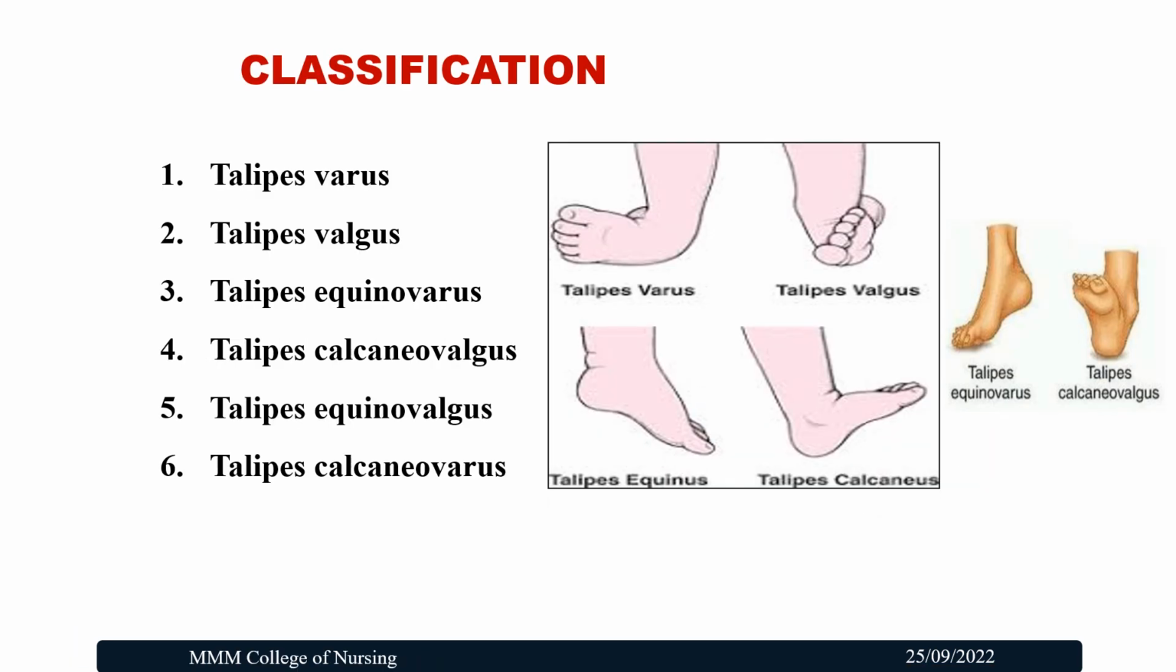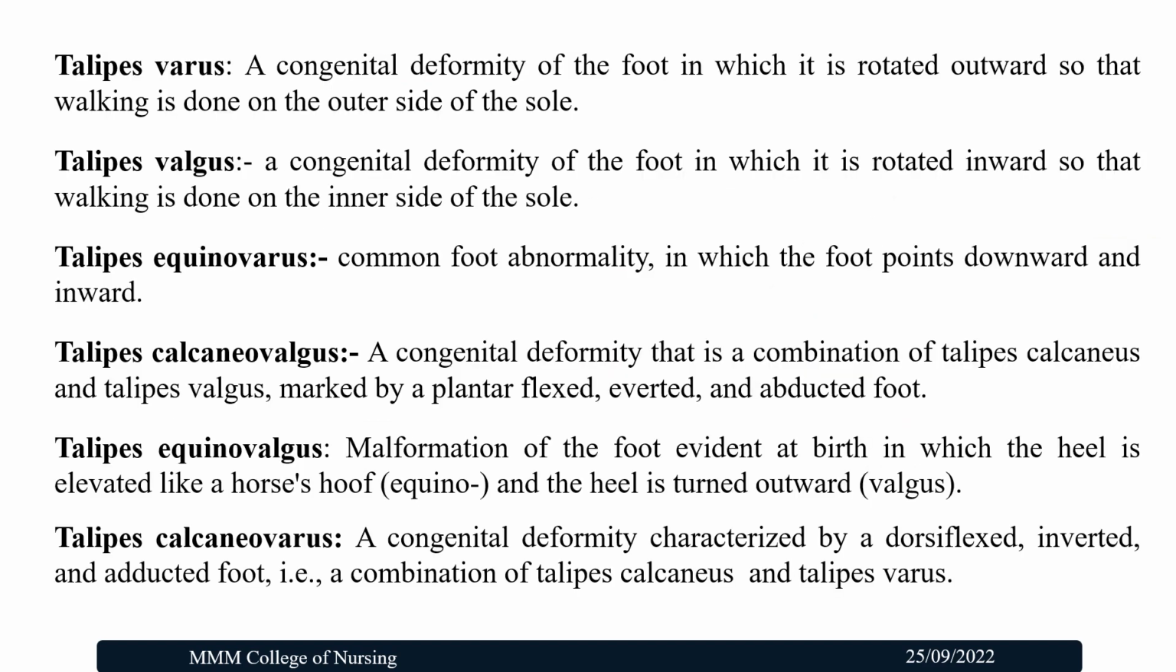Next, we can move on to the classification of clubfoot. There are various types: Talipes varus, Talipes valgus, Talipes equinovarus, Talipes calcaneovalgus, Talipes equinovalgus, and Talipes calcaneovarus. Talipes represents the ankle or the foot. So, we can see the types in detail in the next slide. Next, we can see the meaning of the terms.